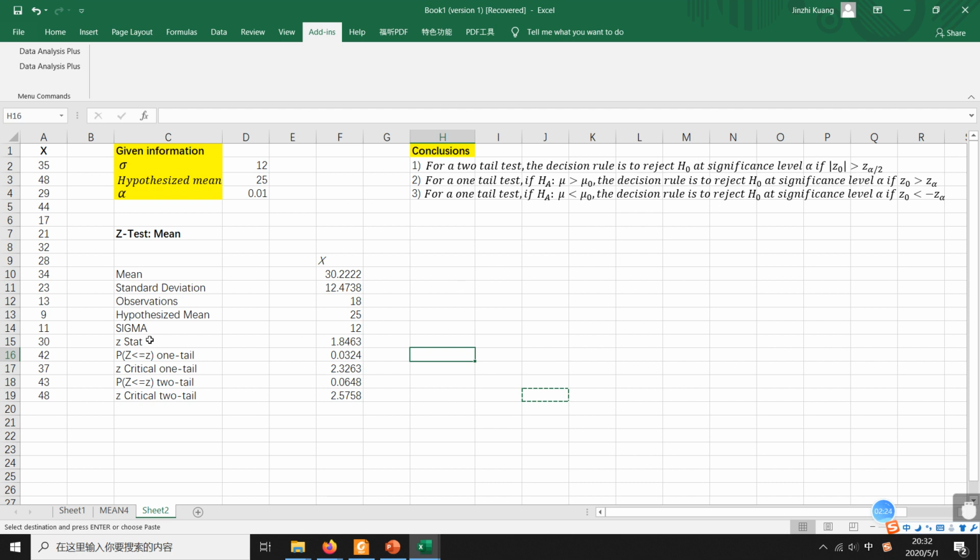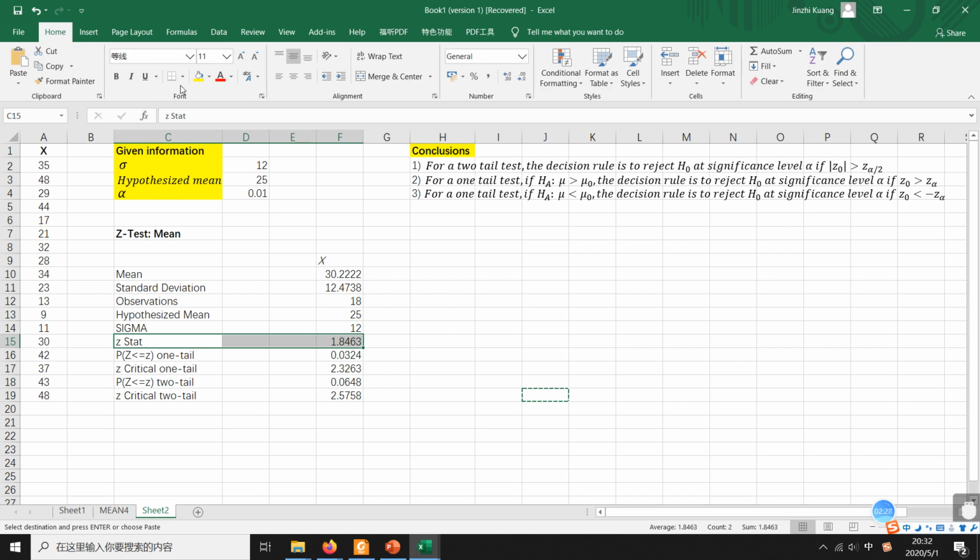In our case, the z-statistic is 1.8463, and the z-critical value for two-tailed is 2.5758. So we can clearly see that the z-statistic value is smaller than the z-critical value for two-tailed. So H0, or the null hypothesis, is not rejected under the first circumstance.